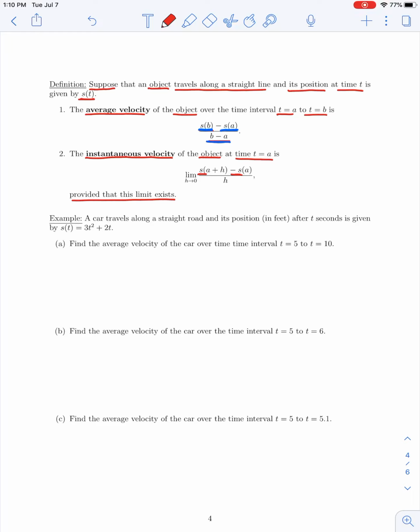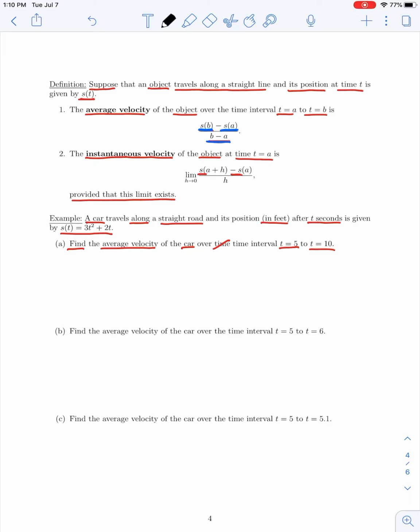So let's look at an example working with average velocity versus instantaneous velocity. Here we will say that we have a car which is traveling along a straight road, and its position in feet after t seconds is given by the position function s of t is 3t squared plus 2t. And in part A, we are asked to find the average velocity of our car over the time interval t equals 5 to t equals 10.